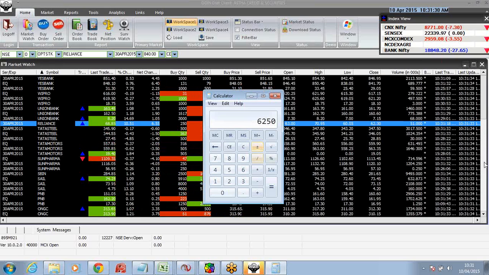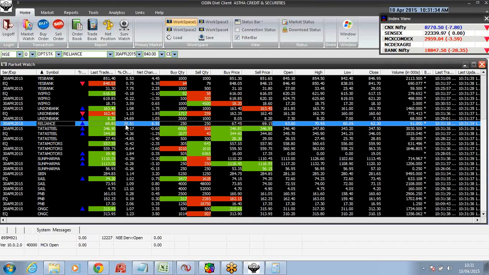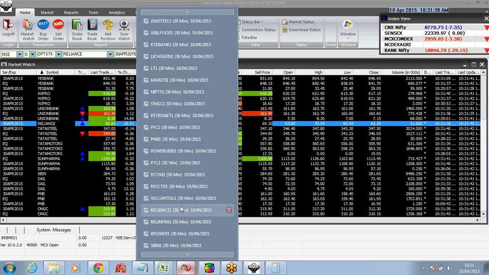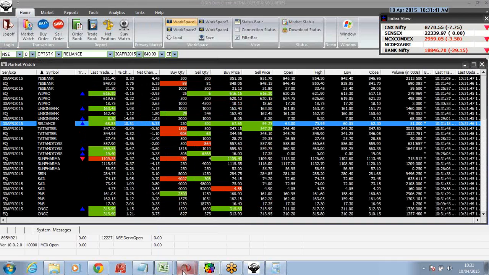So that is how you can trade in options. That is your carryover trades. We can still wait on this because you know that Reliance is on an uptrend.